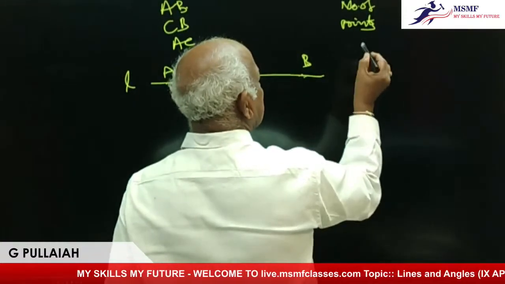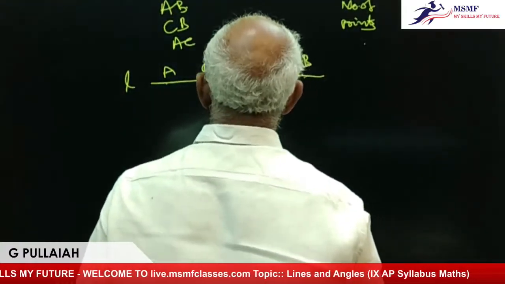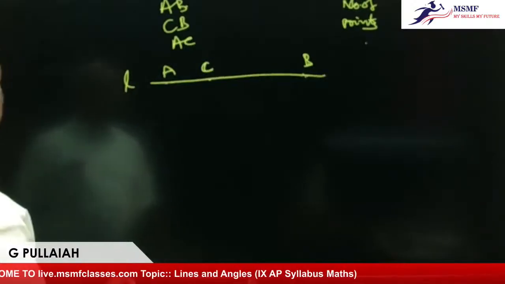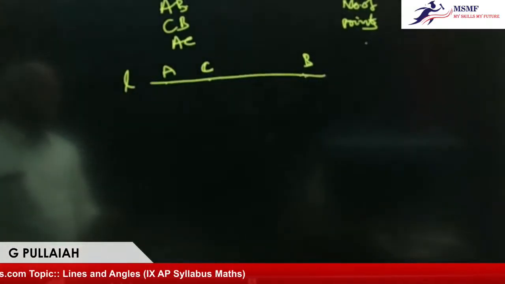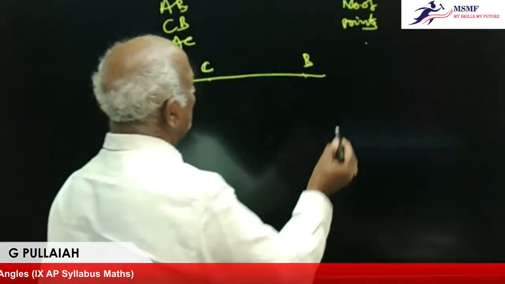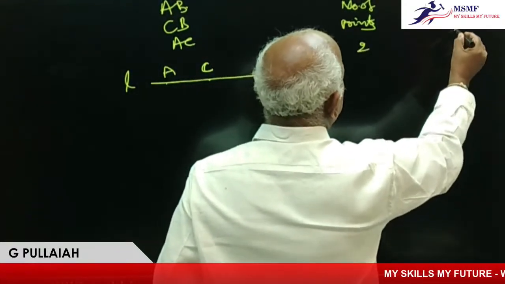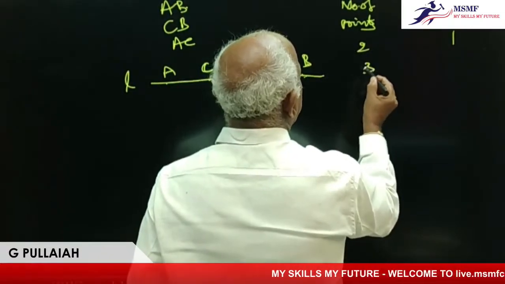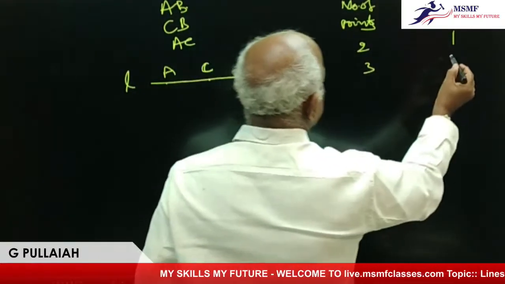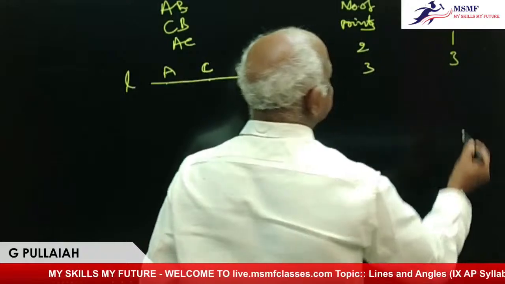Let us say there are 2 line segments only. For example, if you take 2 points, A and B, we get only 1 line segment. If 3 points are there, we get 3 line segments.